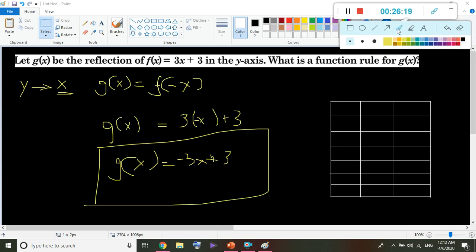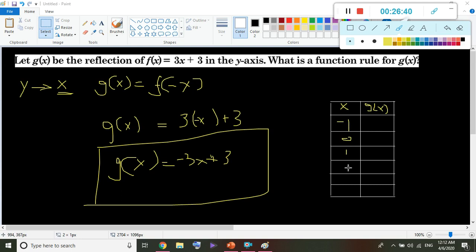And now we have to graph it, okay? So we're going to have some values here, values for x and the answer for g of x. So let's have negative 2, negative 1, 0, 1, 2. Okay, so now let's graph here.